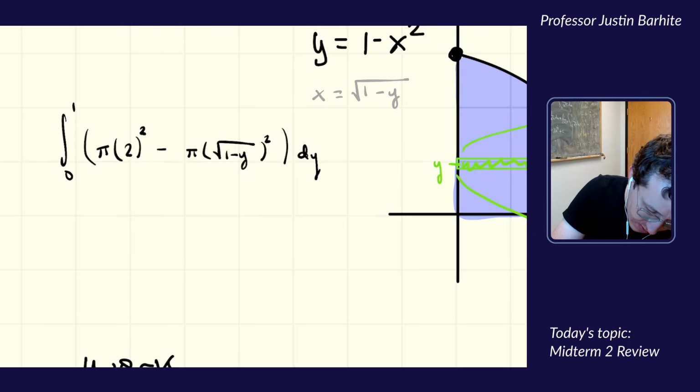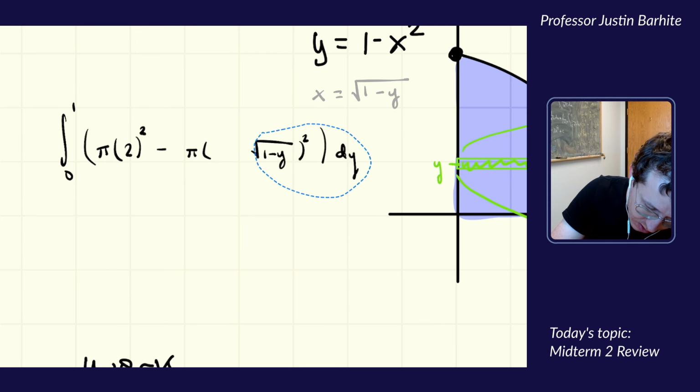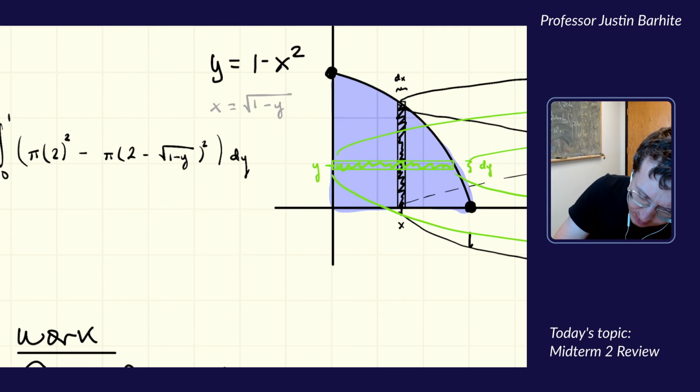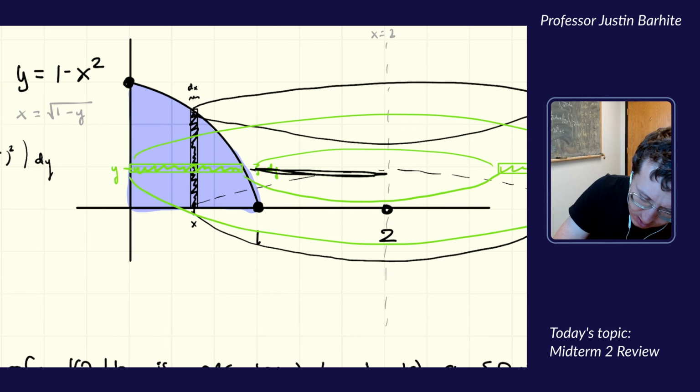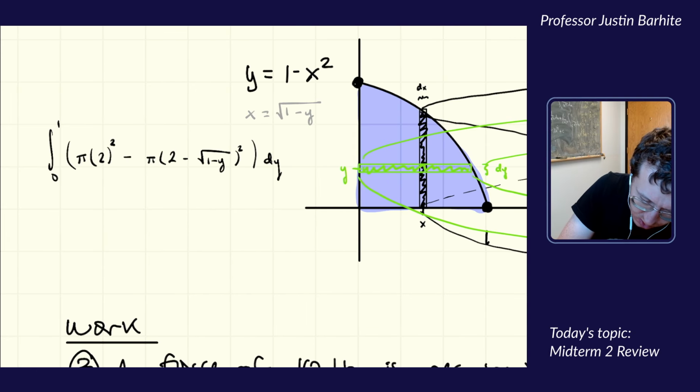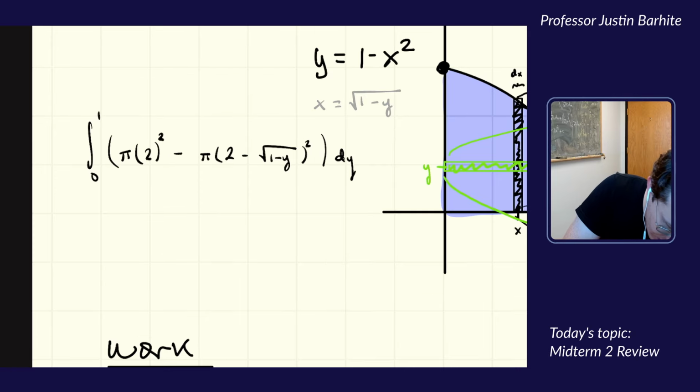We will have to integrate a square root because the radius of the inner circle in the washer is 2 minus root 1 minus y. Thank you. Okay.